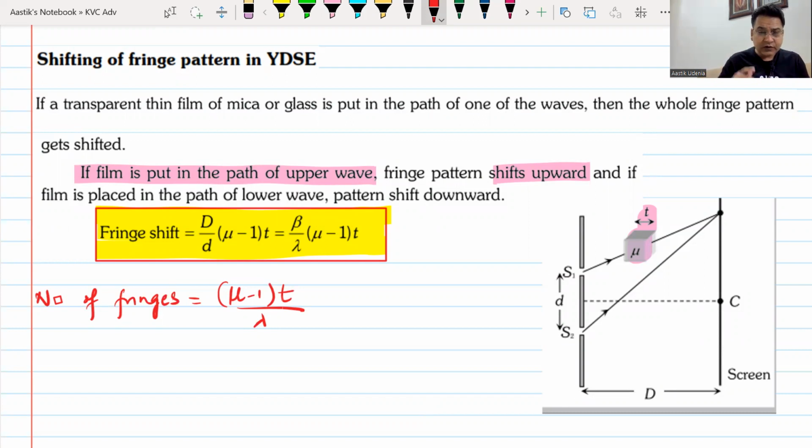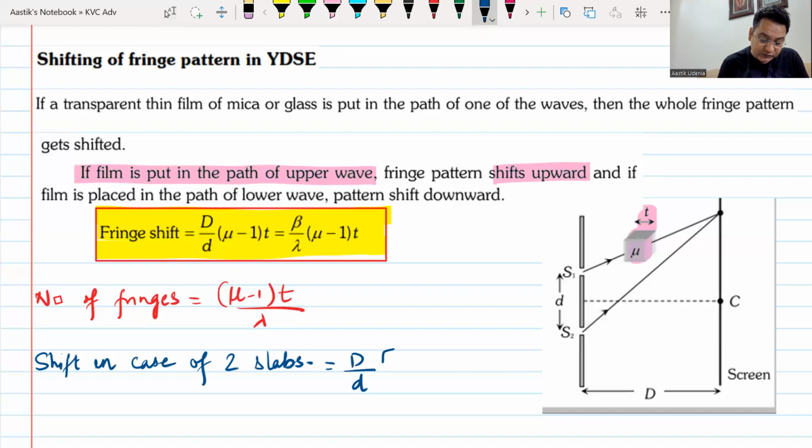Now, if you have one slab on the upper slit and another slab on the lower slit, then how much will the shift be? In the case of two slabs, number 1 in the upper slit and number 2 in the lower slit, the shift will be D by d into mu 1 minus 1 times t1 minus mu 2 minus 1 times t2. If mu 1 minus 1 into t1 is more, it will shift to the upper side. If mu 2 minus 1 into t2 is more, it will shift to the lower side.